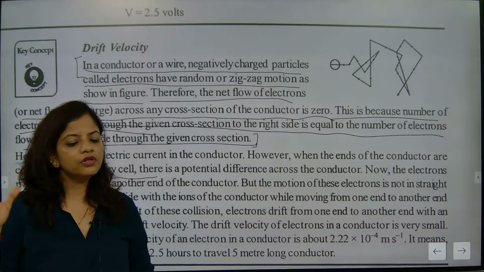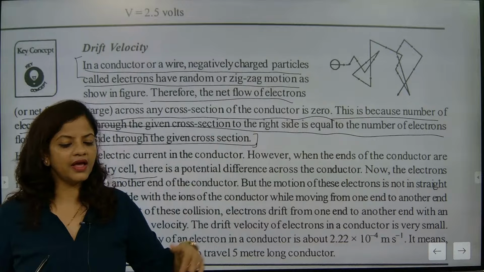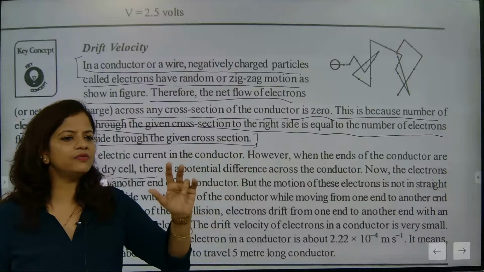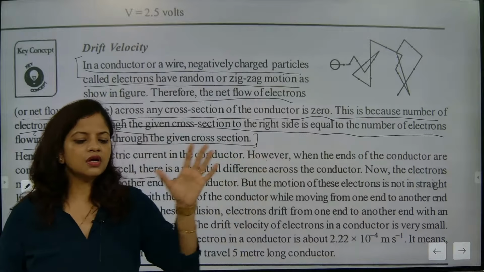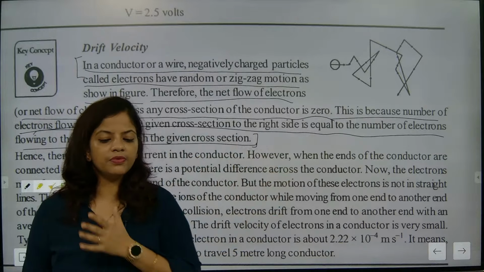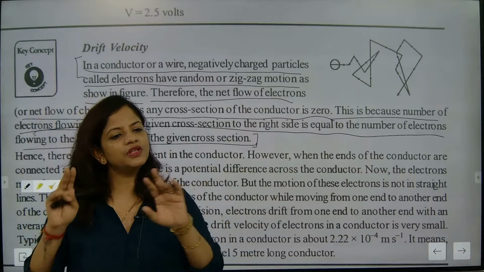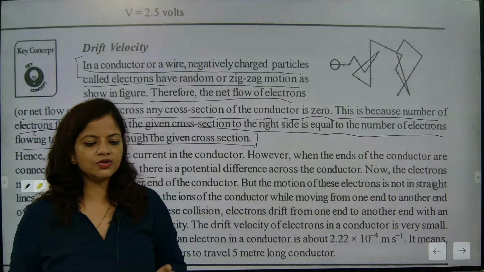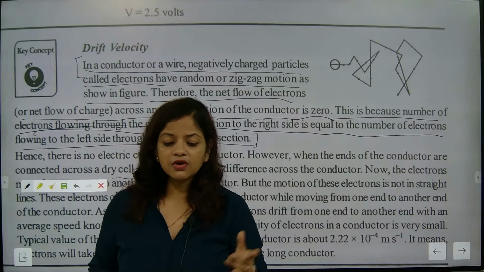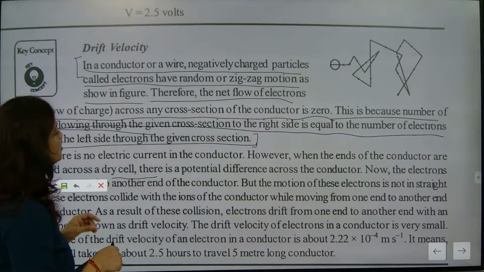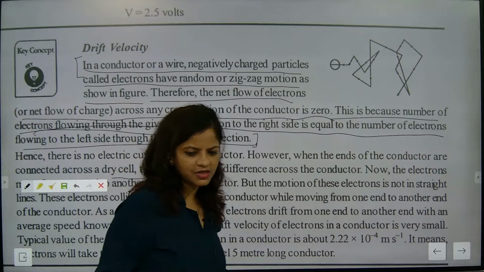Got it? They are not moving in any regular pattern, they are moving in a random zigzag manner. So in a copper wire, the outermost electrons will always be in some zigzag motion. Understood? So now, what is called a cross section? Yes, the nuclear force is less, you can say that also.